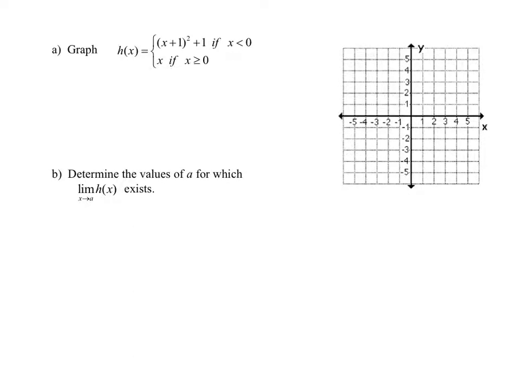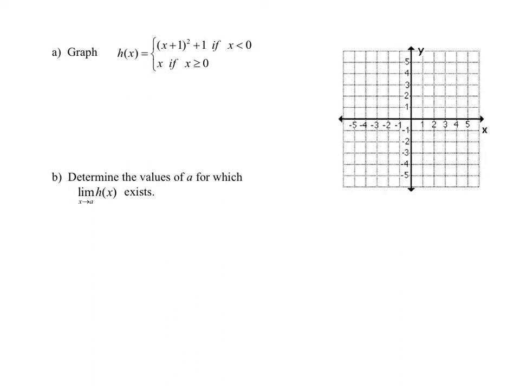In this example, we want to graph this piecewise function and then determine the values of a for which the limit will exist as x approaches a. And I like this problem because it offers a great opportunity to review a little bit of your algebra skills from one of your previous classes, specifically how to graph a piecewise function. And you'll notice that piecewise functions pop up pretty regularly throughout the study of calculus. So it's a good idea to have a nice strong handle on how to work with these functions.